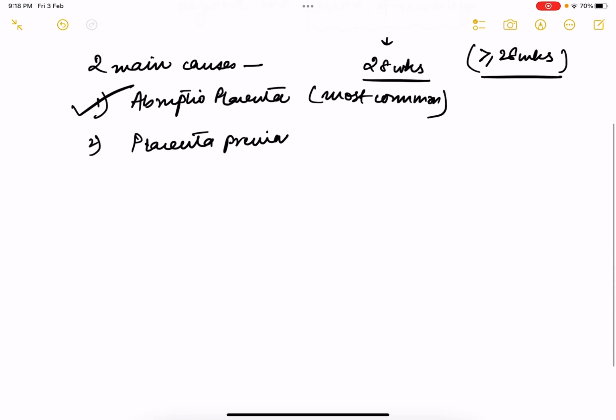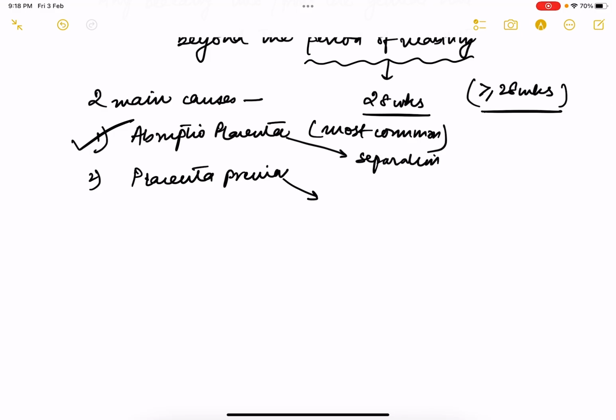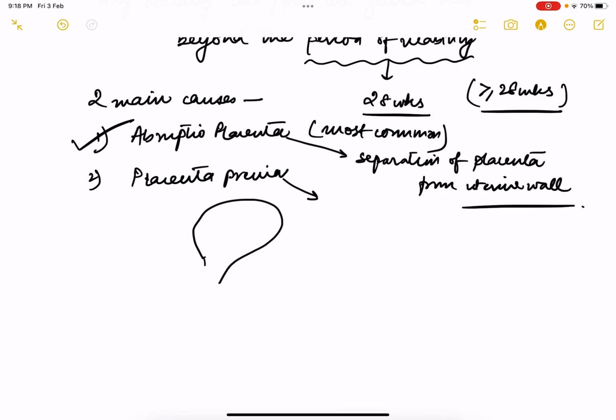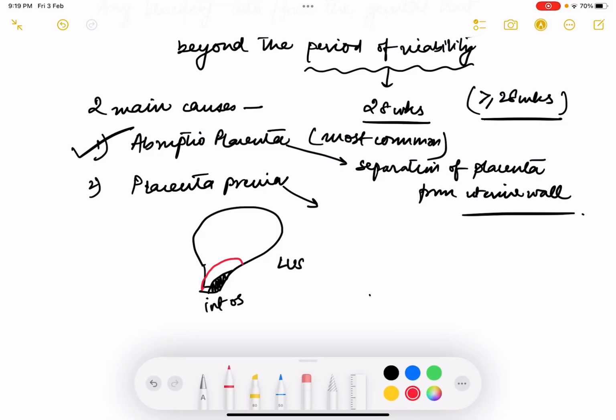Now, what is Abruptio Placenta? Not going into the detail, just giving an overview of this. What is Abruptio Placenta? It is just the separation of placenta from the uterine wall. And placenta previa means when placenta is situated in the lower uterine segment and it is covering the internal os, partially or completely. Okay, so this is placenta previa.